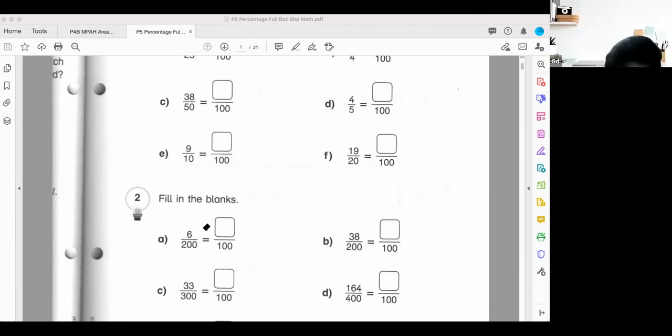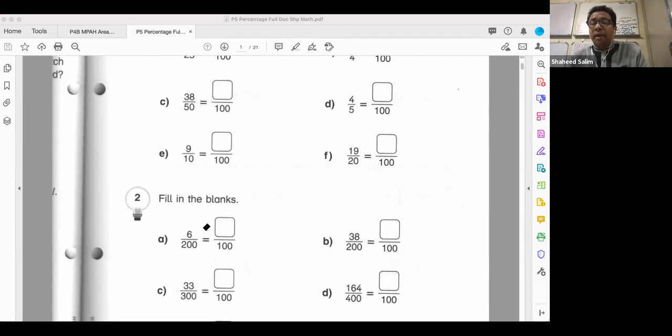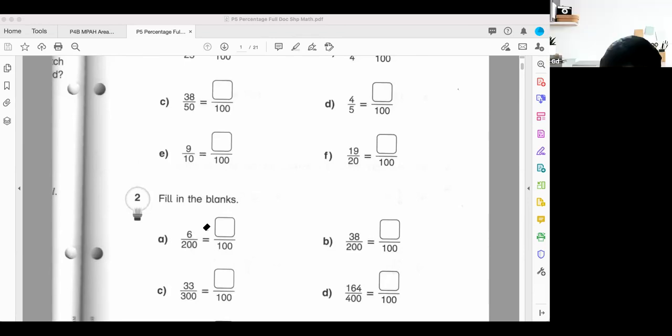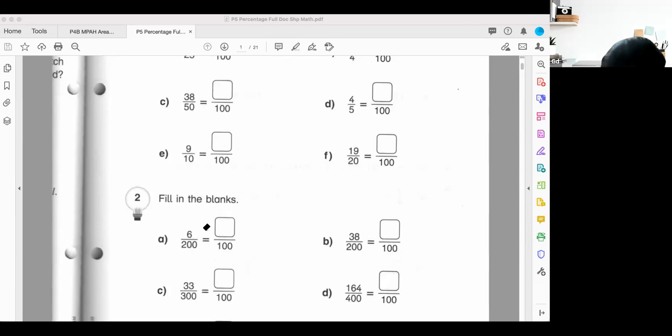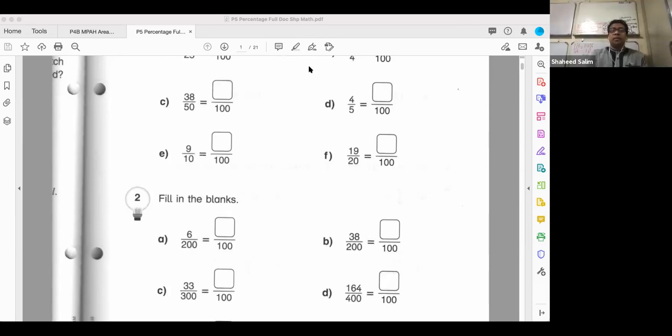Akil, 2A. 200, how to make it into 100? Divide by what? Umaira, well done for C. Move to D. 200 divided by what equals 100? So 600. Yes, 100 divided by, times 6. Slowly.